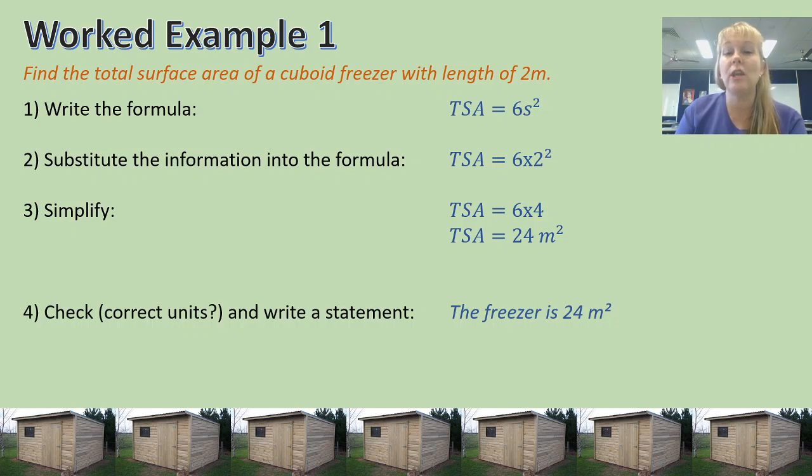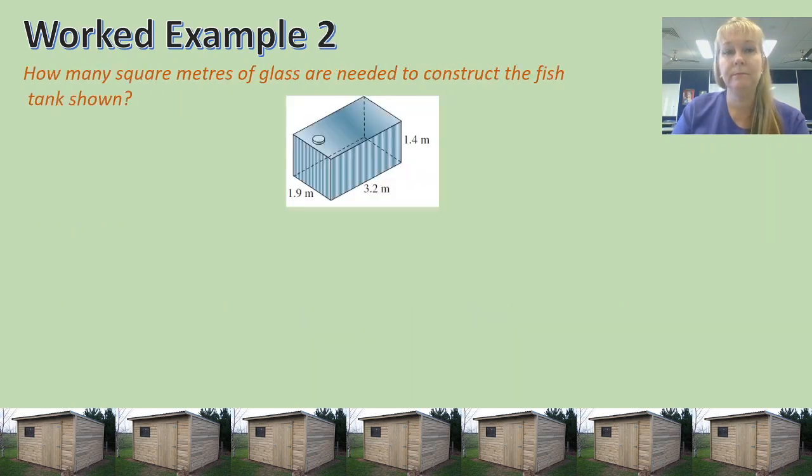My final step is to check, have I got the right units? Have I written my units at all, which is very important. I want to make sure I'm not doing meters cubed here, because sometimes my brain gets tricked when I know that I've got a 3-dimensional figure. So I'm writing a statement, the freezer is 24 meters squared. Let's look at another worked example.